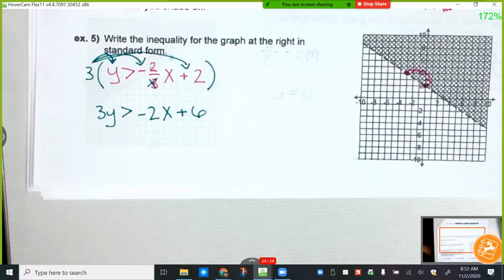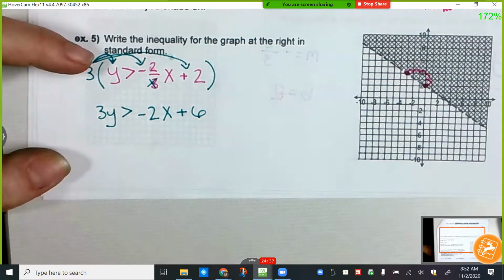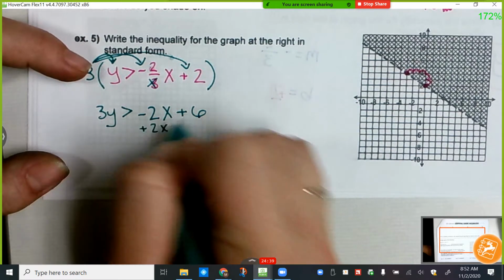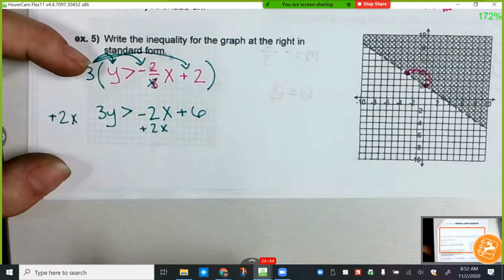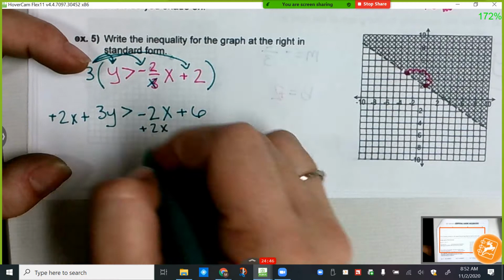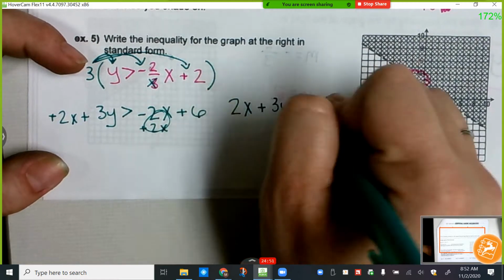Everybody okay with that? Okay, now what else do I know is different from here and in standard form? Where does my x need to be? On the same side with my y, right? So how do I move a -2x? +2x. Now I know that the x actually has to be in front. And what kind of 3 is that? Positive or negative? So I end up getting 2x plus 3y is greater than 6.